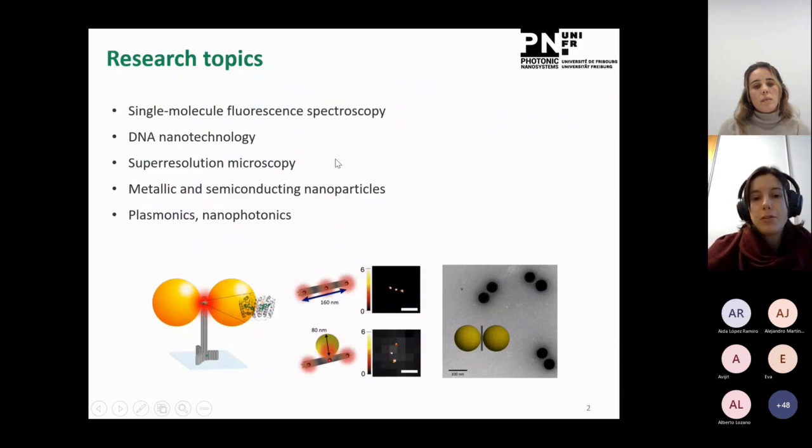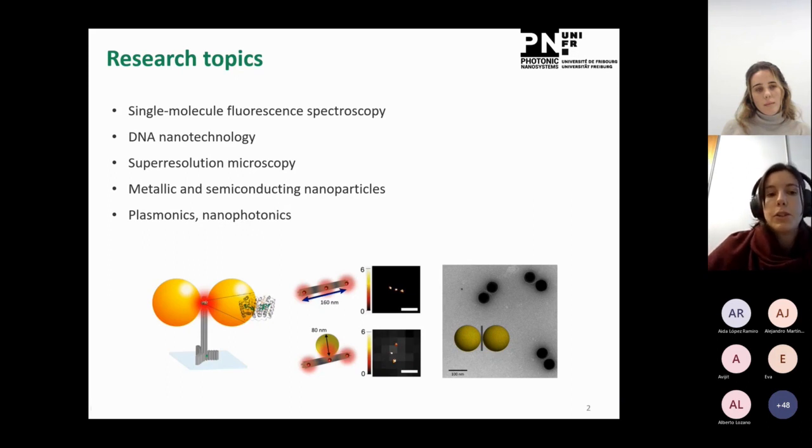So a bit of an overview of what we do in the group. As I say, we do single molecule spectroscopy. So we look at the fluorescence from individual molecules to understand how light interacts with them on the individual level. And for this, we use DNA nanotechnology. So we use DNA as a breadboard to manipulate fluorophores and to combine them with metallic and semiconducting particles that I'm showing in this sketch to study their interaction in different properties and to study basically plasmonic and nanophotonic effects.